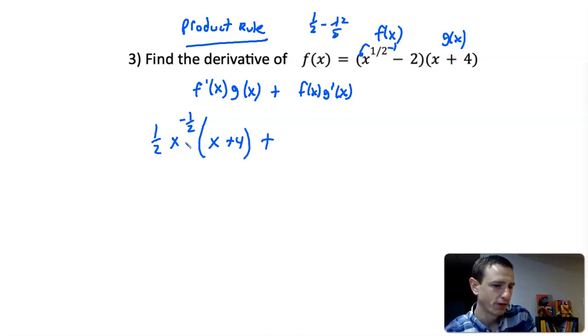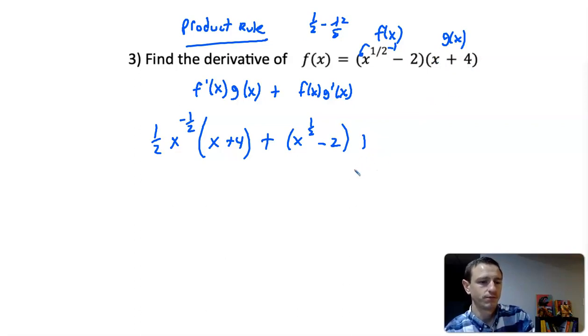And you probably don't want to rewrite it right away just because we are going to have to distribute this. So that's why I was going to hold off until the end, but I think something might happen here when we distribute. Plus the original first, so x to the 1/2 minus 2 times the derivative of the second. So the derivative of x plus 4 is just 1 because the derivative of x is 1. 4 is a constant, so just 1. All right, not too bad.